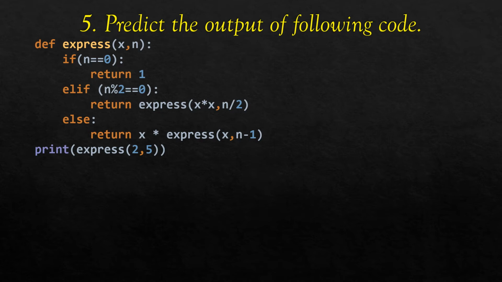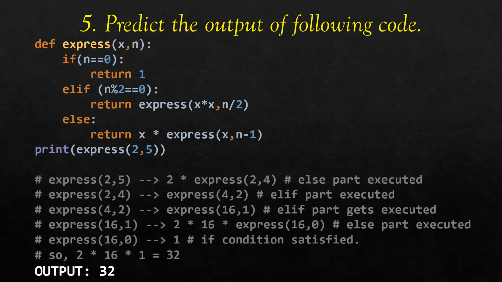Now we are calling the function express with the values 2 and 5. Now let's see the output. The first case, it will call with the values 2 and 5. First if condition will not be satisfied, elif condition will also not be satisfied, so it will go to the else condition. That means return x into express of x, n minus 1. That means 2 into express of 2 comma 4. Else part is executed. Now express of 2 and 4 will be express of 4 comma 2, that is elif part is executed where n percentage 2 equal to 0.